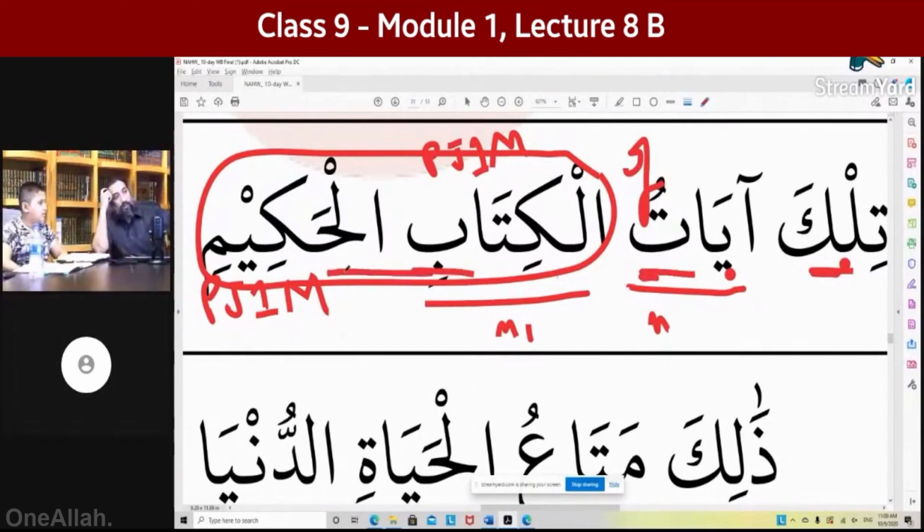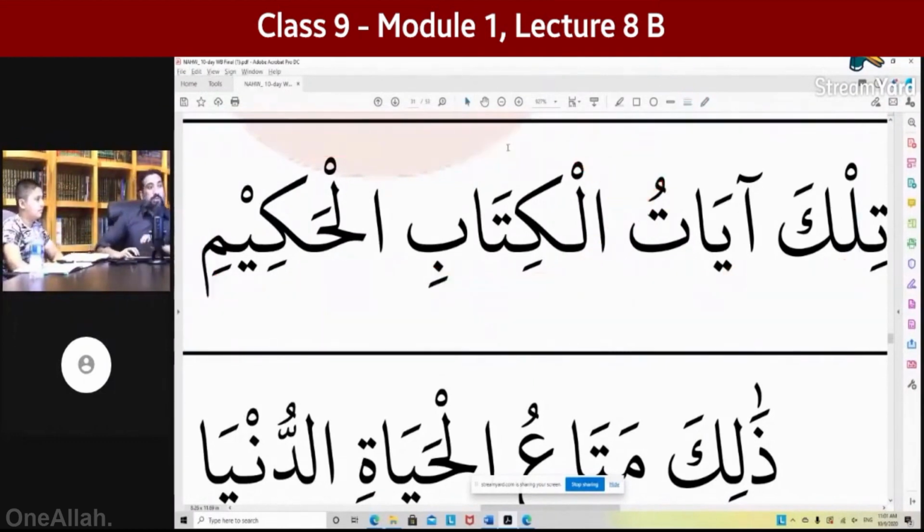So we saw the rule of pointers without al. We saw mudaf and mudaf ilayh. We saw noun and adjective, mawsuf and sifa. All coming together, and we translated a complex sentence. Tilka ayatul kitab al-hakimi.